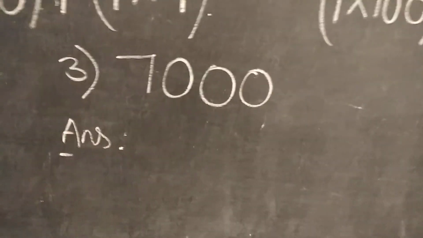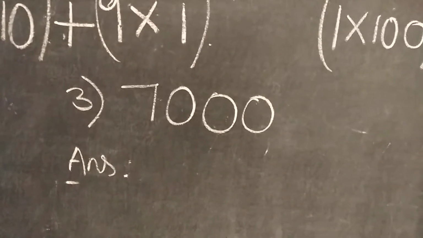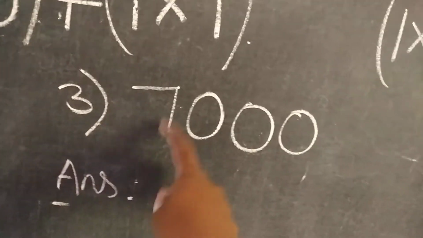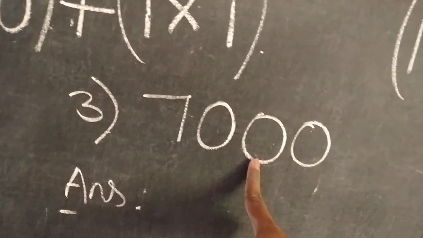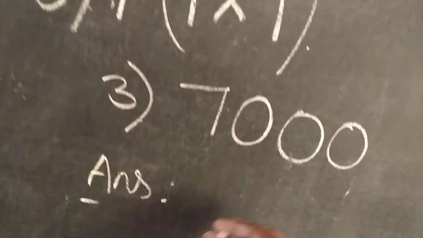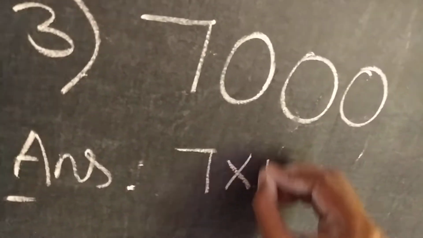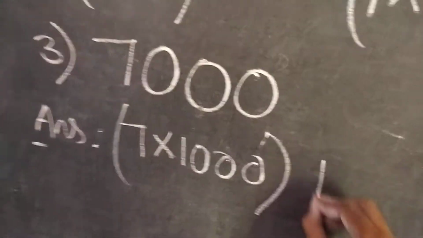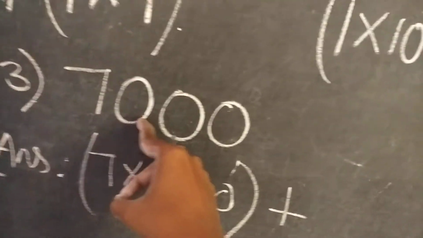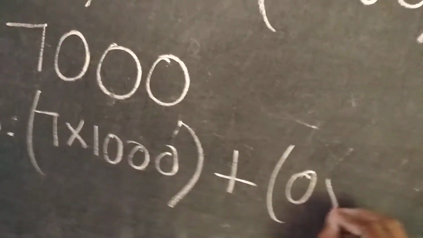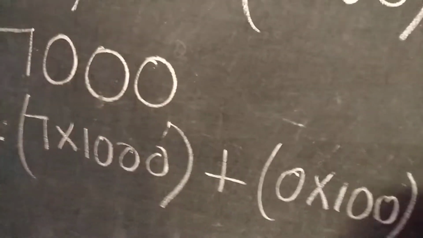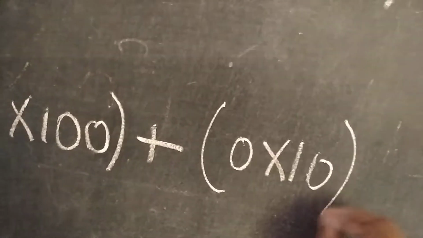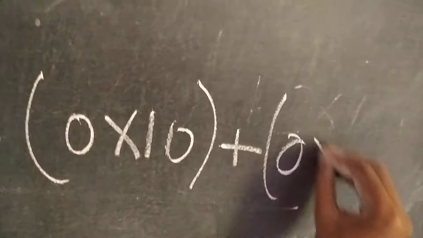Okay, next one. Last one we have like this, 7000. 7 is in thousands place, correct? Units place, tens place, hundreds place and thousands place. So I can write 7 into 1000 plus 0 is in hundreds place, so I can write 0 into 100 plus 0 into 10 plus 0 into 1.